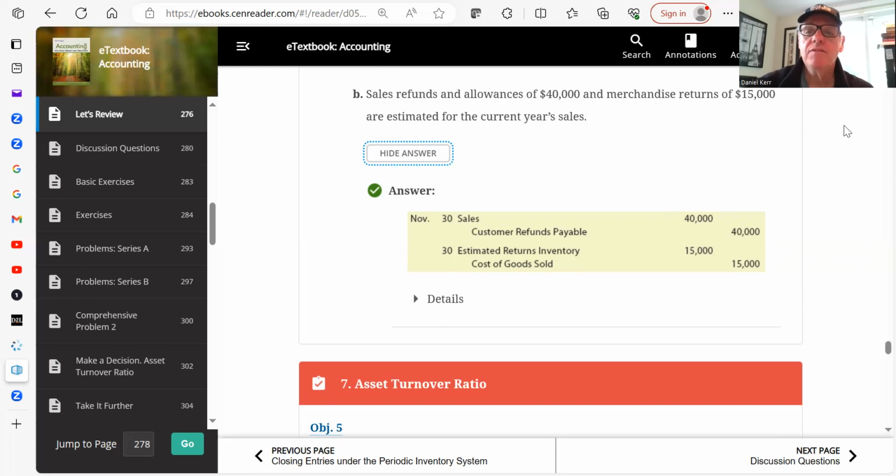And now we also have to provide for the amount of the cost of the inventory. So we assume that they got a nice hefty markup here. The stuff that's being returned to us is going to have $15,000 is going to come back to us. So we set up an account, estimated return inventory, which is a balance sheet or an asset account, and cost of goods sold is reduced for the amount that's going to come back to us.